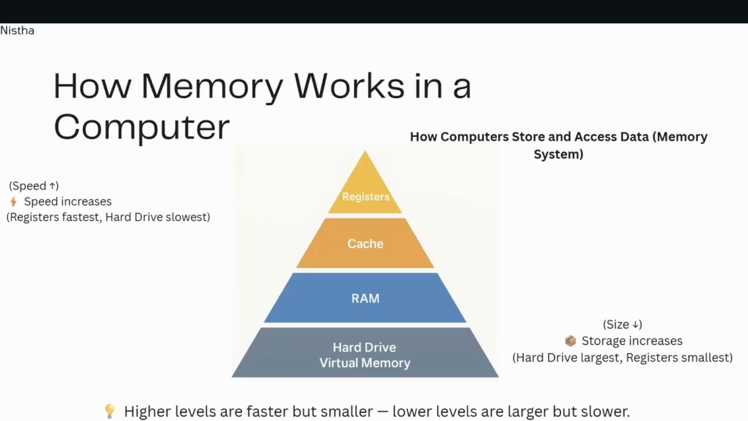Then we have RAM, which is the main working memory and holds data while programs are running. At the bottom, we have hard drive or virtual memory, which has the largest storage but is also the slowest. So as we go up the pyramid, speed increases, and as we go down the pyramid, storage increases. That's why we say higher levels are faster but smaller, lower levels are larger but slower.